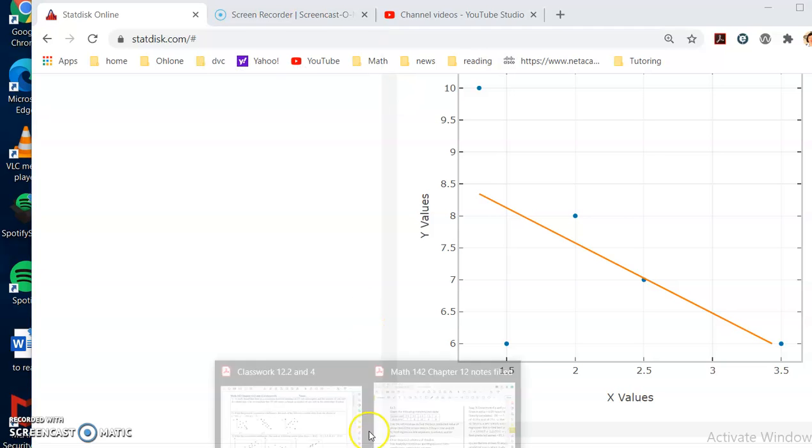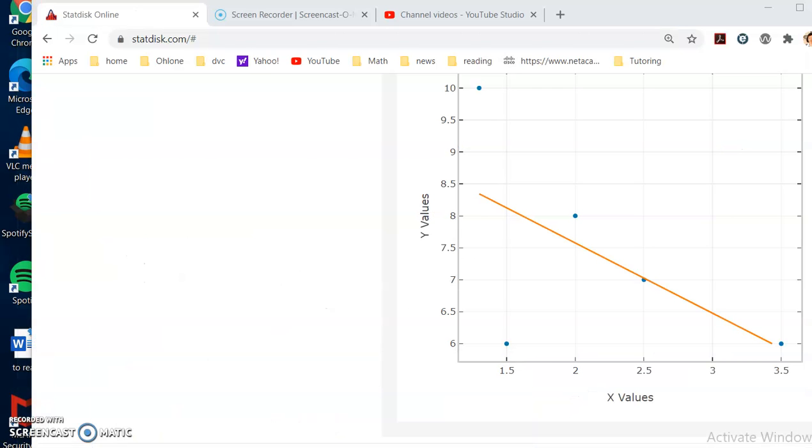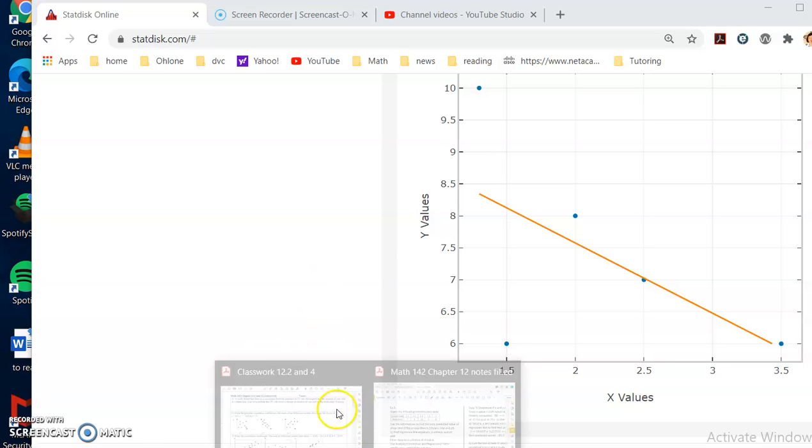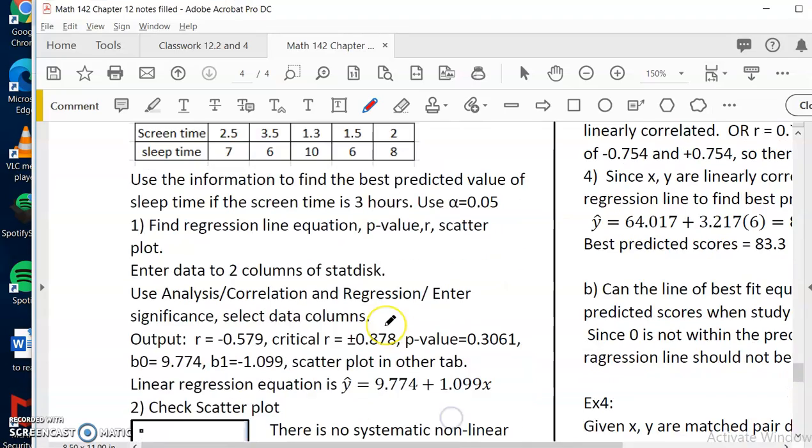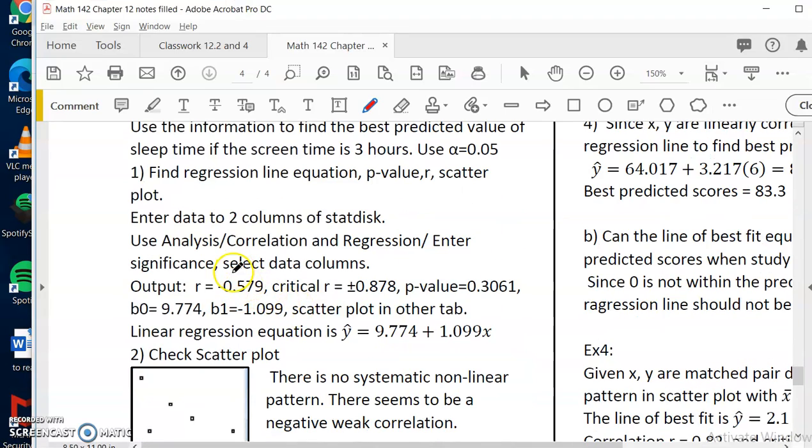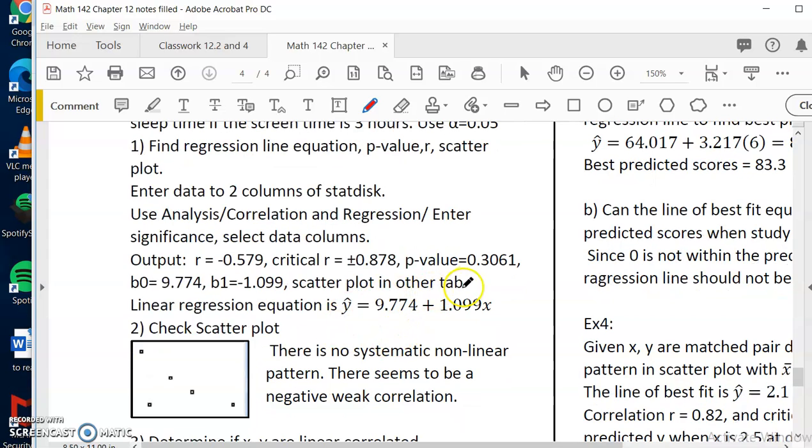And now let's go back to the worksheet. So here I have all the data. R is negative 0.579. I've written it down. B0, B1. I didn't copy down R squared, so I should say R squared is 0.3356. So once you have those, R squared equals 0.3356. So check the scatter plot.